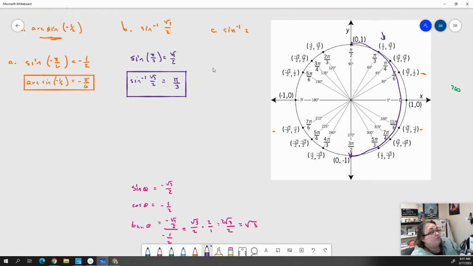Now, think about what 2 is on the wheel. We know that from here to here is pi, 3.1415926, whatever. So between here and here, this is going to be about 1.5. This is going to be about negative 1.5. 2 does not fall in the parameters of our interval that we're working with. 2 would be somewhere in here.